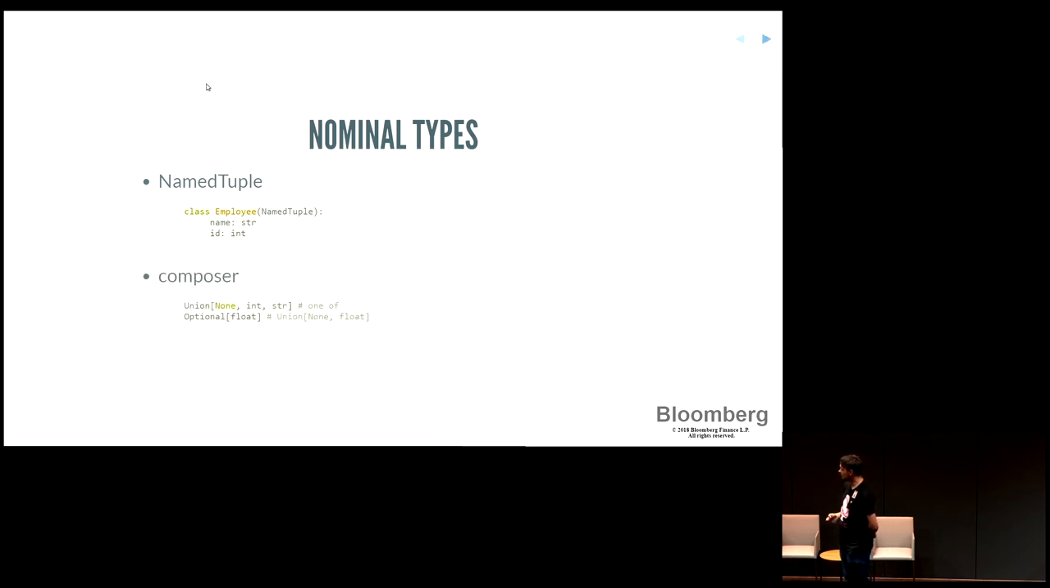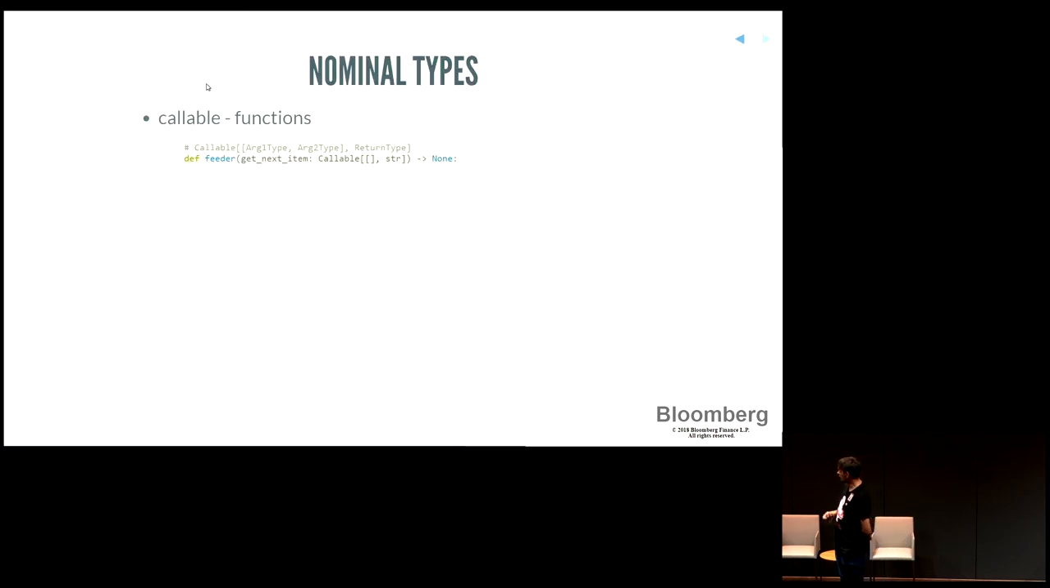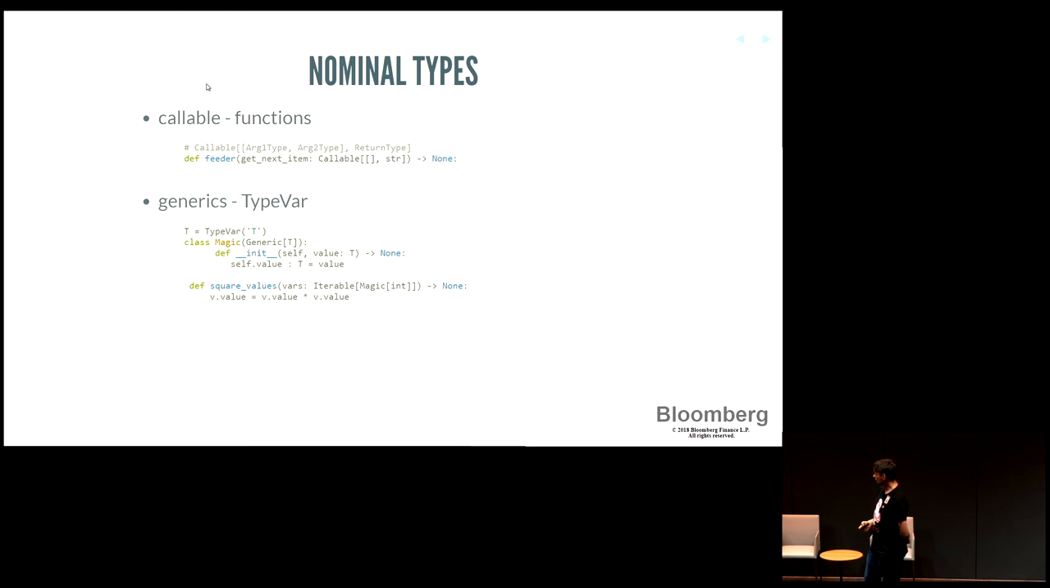Or you have the named tuples, the composers, like union or optional, which allow you to specify complex types. And you can also actually define your functions. So if you want to have a callback function, you can even type that. And you also have generics, which basically means, think of it as the list. A list is a generic type, meaning it contains some type of collection. Okay? You can do this also for your classes. And you also have, finally, the Any, which is basically disabled type checking. Any means fall back to the old system of dynamic typing.